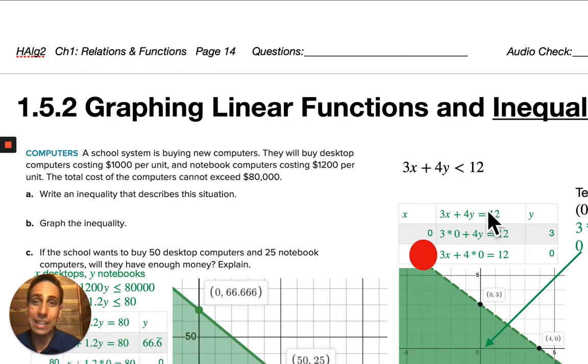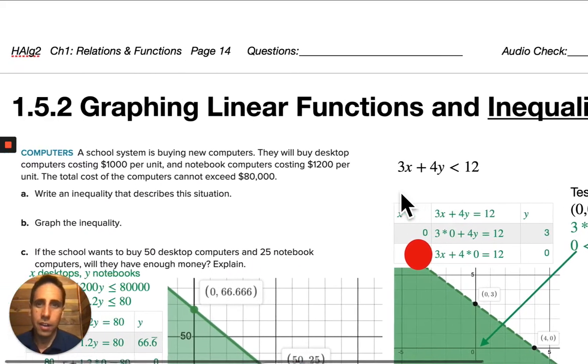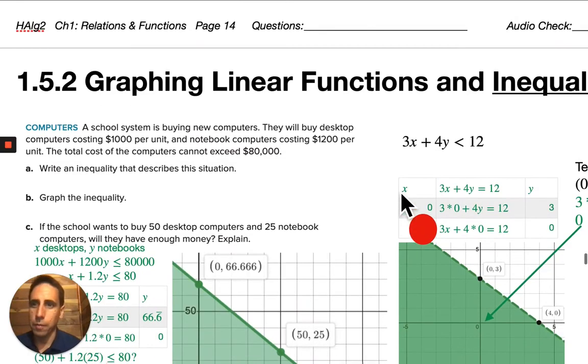I'm graphing linear functions, and we're going to focus today on inequalities. So let's start off with a word problem. A school system is buying new computers. They will buy desktop computers costing $1,000 per unit, pretty cheap, and notebook computers costing $1,200 per unit. The total cost of the computers cannot exceed $80,000. That's what they got for a budget.